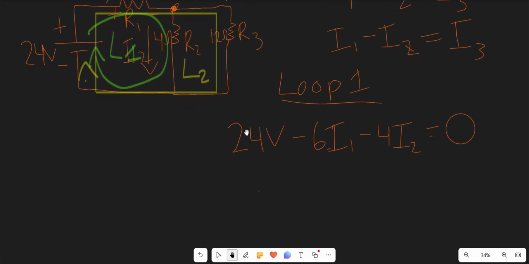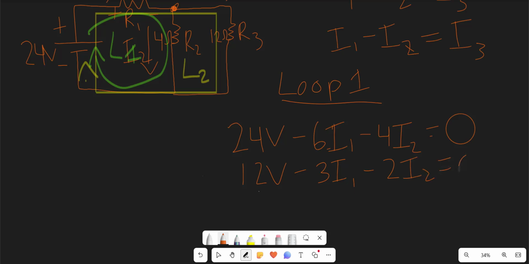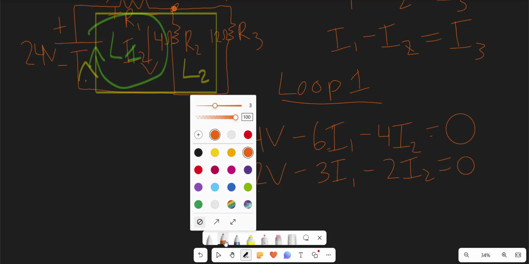And if you'll notice something, all these are even numbers, so we might as well divide both sides by 2. So this is going to be 12 volts minus 3 I1 minus 2 I2. All that will equal 0. So that's our first equation that we have from loop 1.